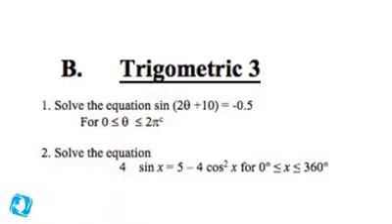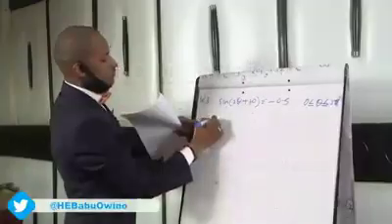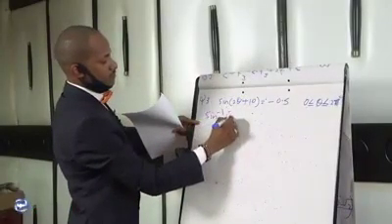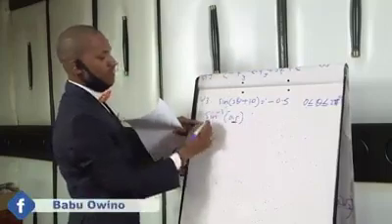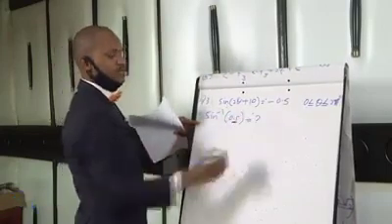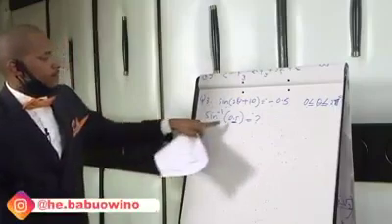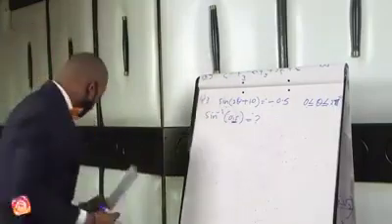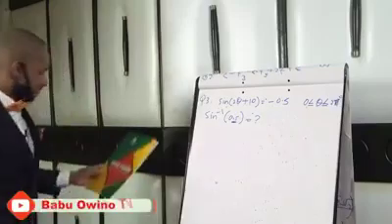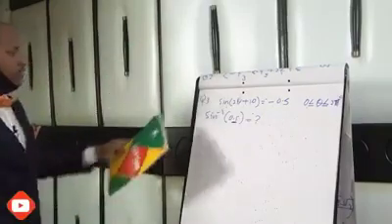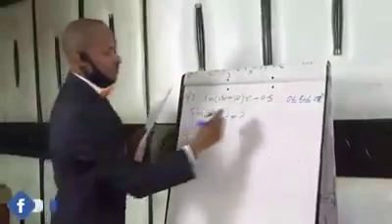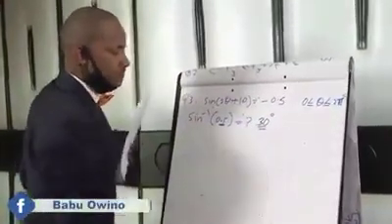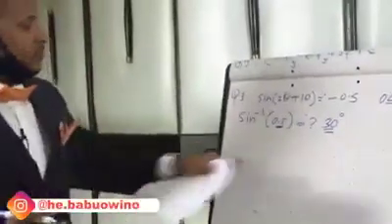Number 1, find an angle whose sine is 0.5. So which angle is that? From your 4-figure elementary mathematical table, or if you can get it from the calculator, the angle whose sine is 0.5 is 30 degrees. Therefore, the first thing we do is to identify all the quadrants where that angle lies.